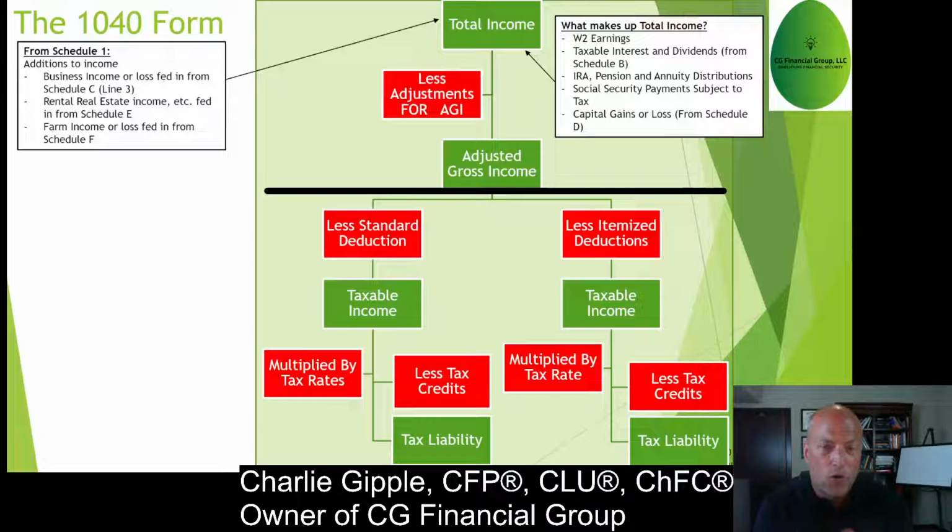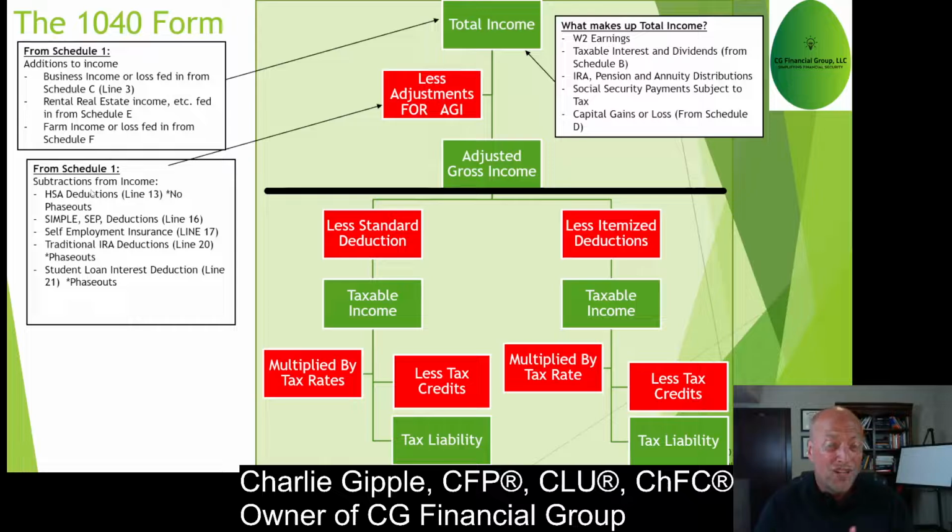Now, this is the cool part, which is the second part of Schedule 1. And that is the adjustments from all of those income numbers that we just talked about there. What's cool about these adjustments, what's cool about these deductions, is they are happening above that thick black line. They're happening above the line.